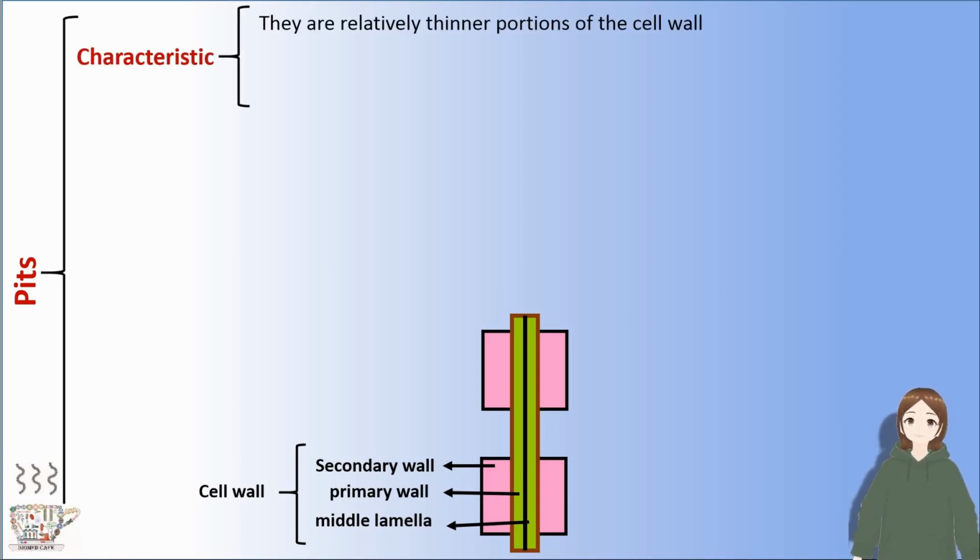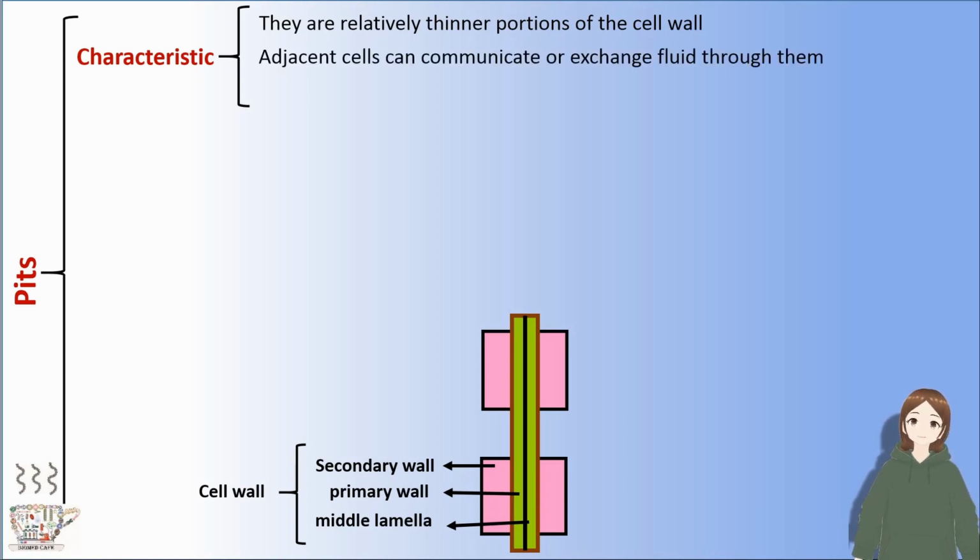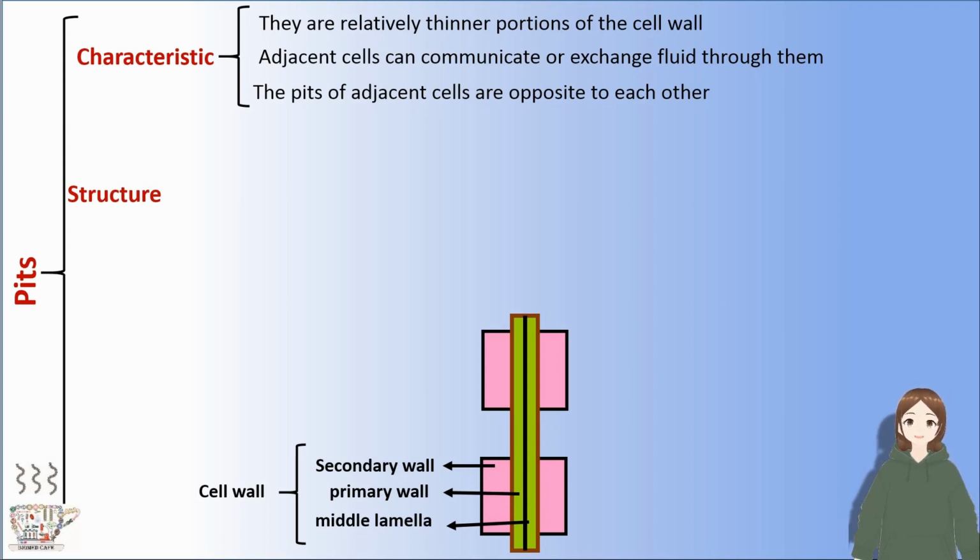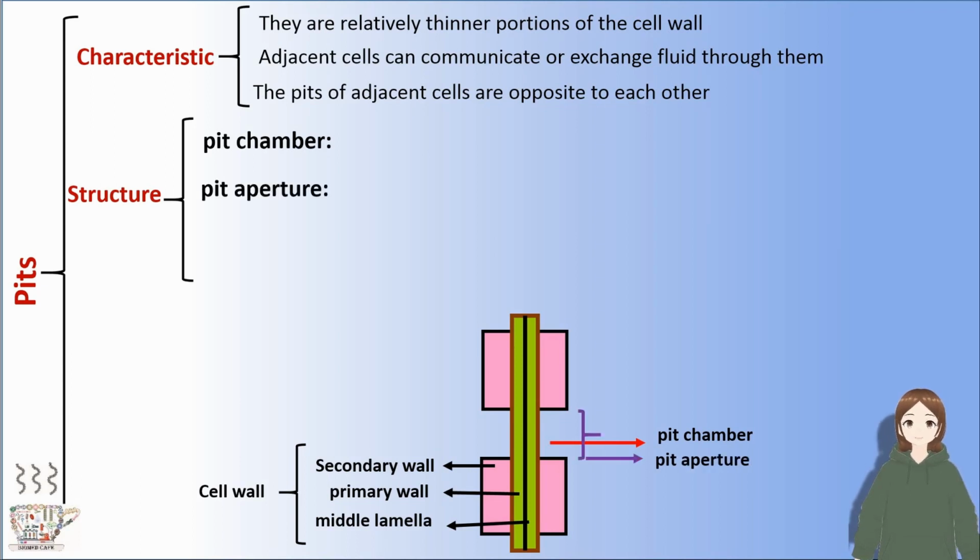They are relatively thinner portions of the cell wall. Adjacent cells can communicate or exchange fluid through them. The pits of adjacent cells are opposite to each other. Pits have 3 parts in their structure: pit chamber, pit aperture, and pit membrane.